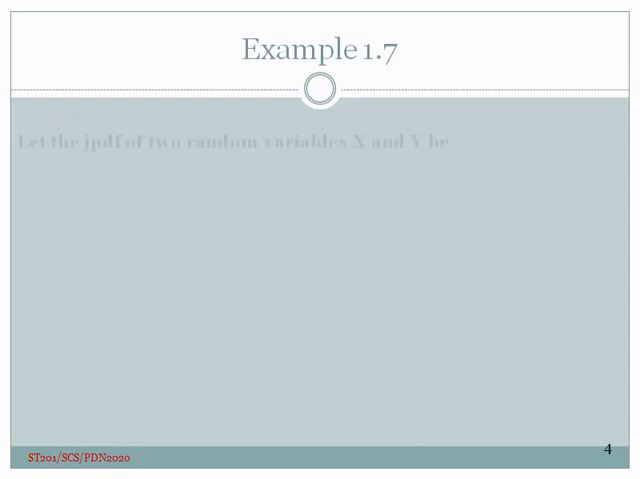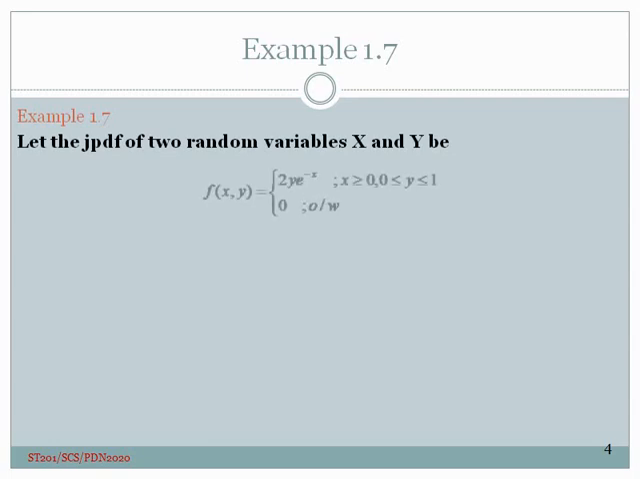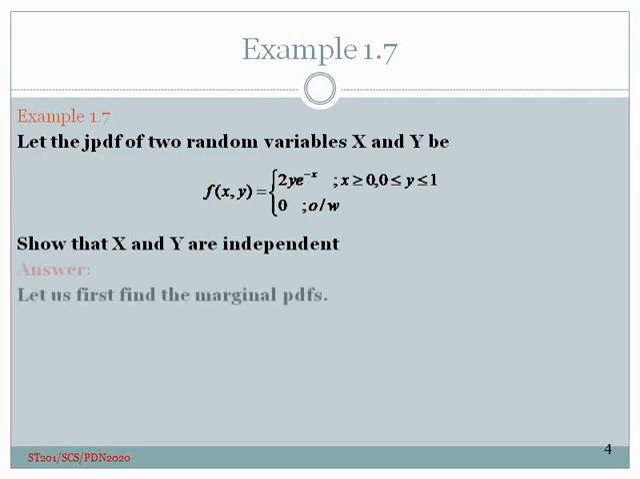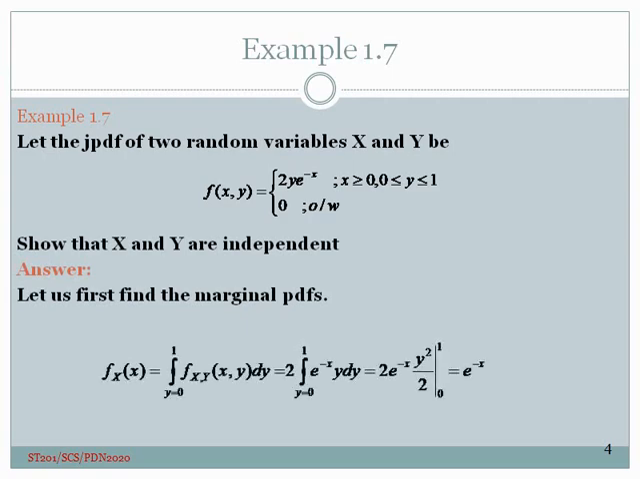Let's look at an example. Suppose the joint PDF of x and y is given as follows. Can you show that x and y are independent? Let us first find the marginal PDFs. To find the marginal PDF of x, you have to integrate the joint density over y. The support of y is from 0 to 1. So, we integrate the joint PDF over y from 0 to 1. You end up with the answer e to the negative x.